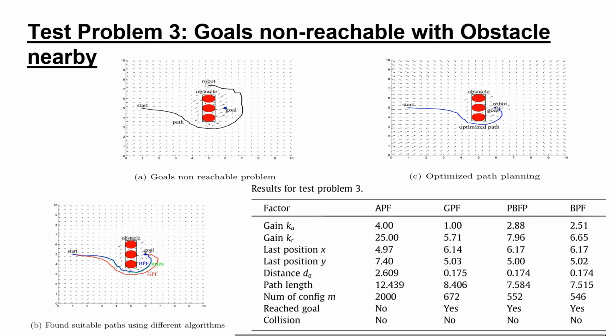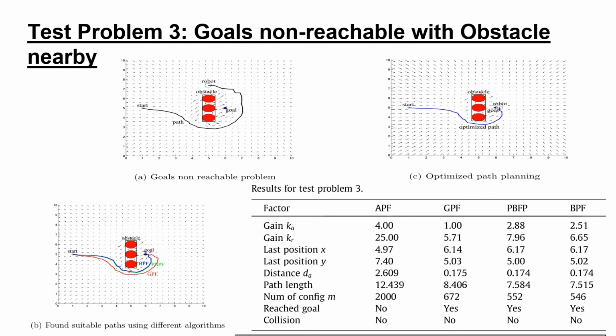The first 3 test problems illustrate how well the bacterial potential field proposal performs, beating the inherent limitations of the classic artificial potential field method. And in test problem 3, which is goals non-reachable with obstacle nearby, the scenario is a bit different from the local minima problem in that the global minima is being pushed away from where it is supposed to be, that is the goal point, into another position. As a result, the mobile robot cannot converge to the correct point, which is the goal. This problem in literature is also known as goals non-reachable with obstacle nearby.